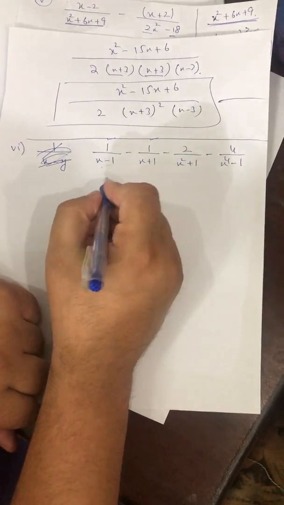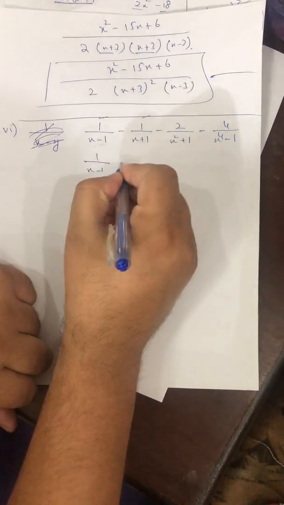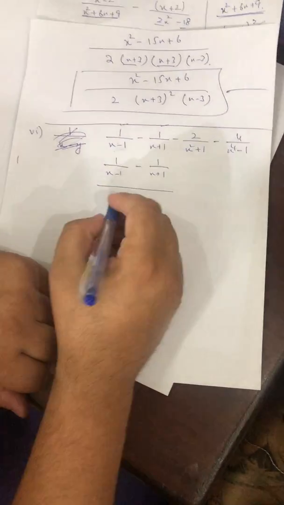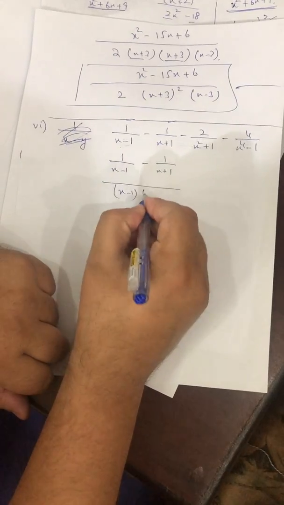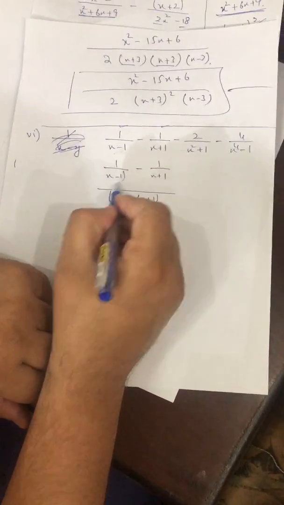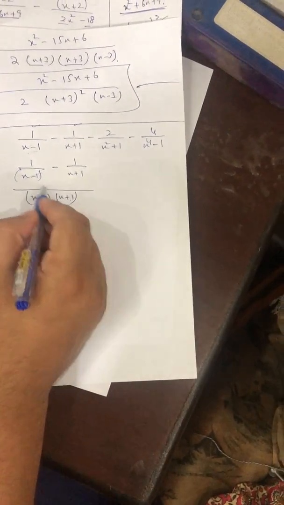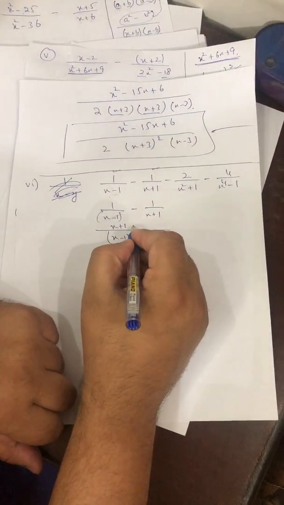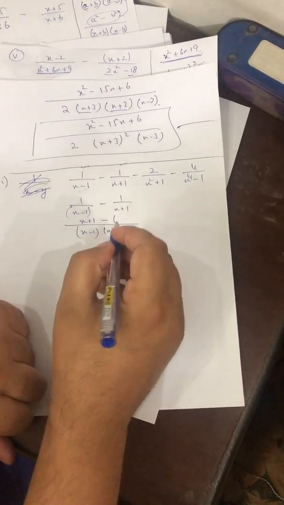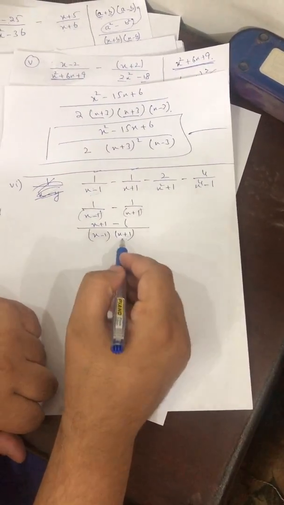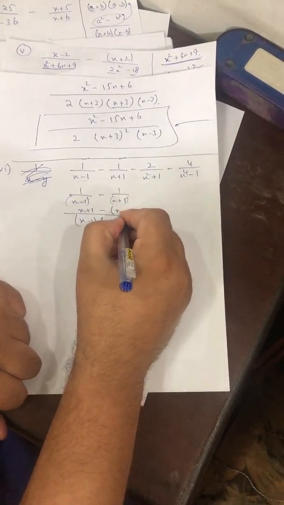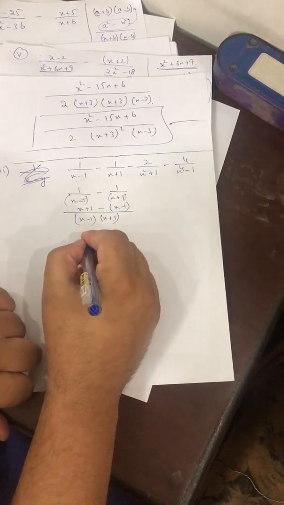So I will take these 2 terms and simplify them. Take the LCM. This is (x - 1) into (x + 1). So this x - 1 is cancelled with x - 1. So 1 is multiplied with x + 1. So the result is x + 1. Minus, keep the bracket. This x + 1 cancels with x + 1. What is left? x - 1 is multiplied with x - 1.